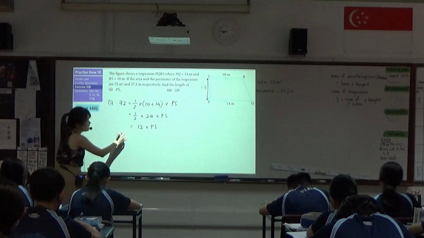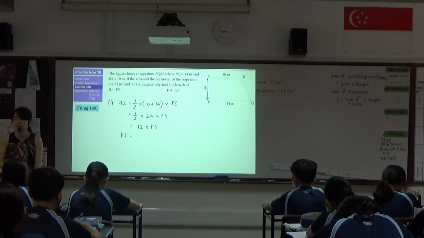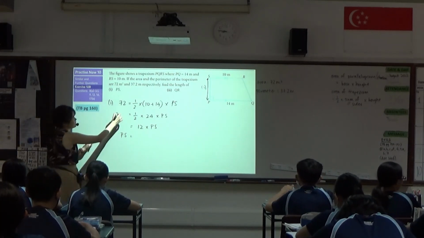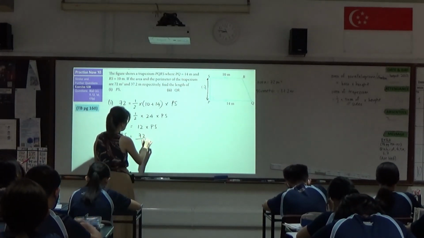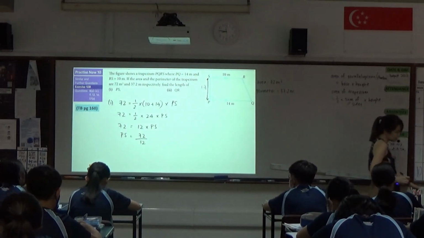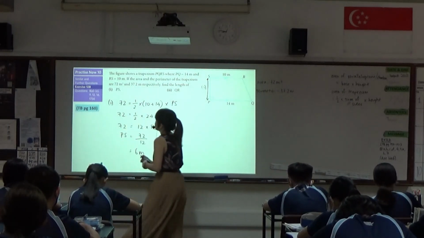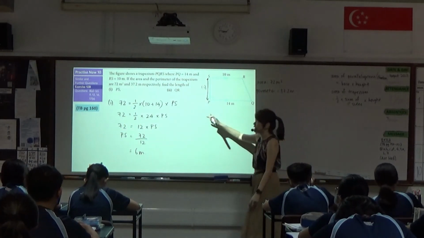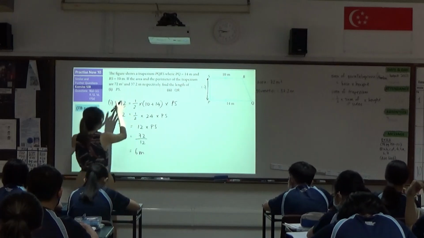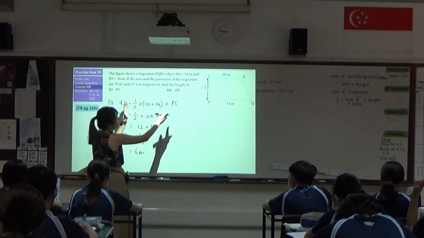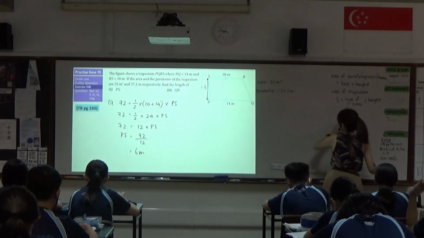So that means PS is equal to 72 divided by 12. So 72 divided by 12 and we will get 6 meters. Notice how I always form an equation with the information. I know the value of the area, and I know that I can form an expression using the formula itself.